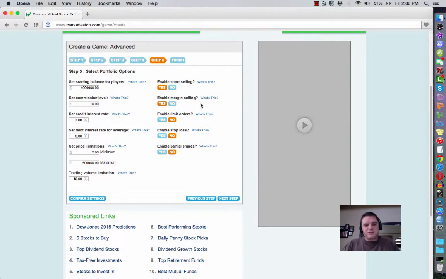I forgot these things on the right. I'm sorry, I'm going back. You probably do want to enable short selling, margin selling, and limit orders and stop loss orders. Not so much partial shares because they don't exist in reality, but the rest of those things do.